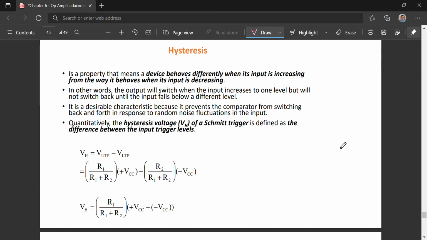So there is a property of the Schmitt trigger: it will have a hysteresis, or behavior that acts differently when the input keeps on increasing from the way it behaves when the input is decreasing. How much the hysteresis voltage value is can be found by using the voltage divider method.